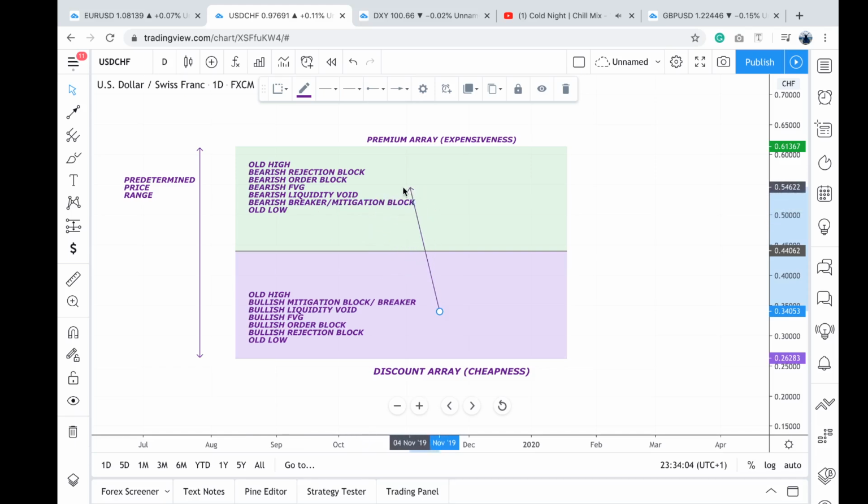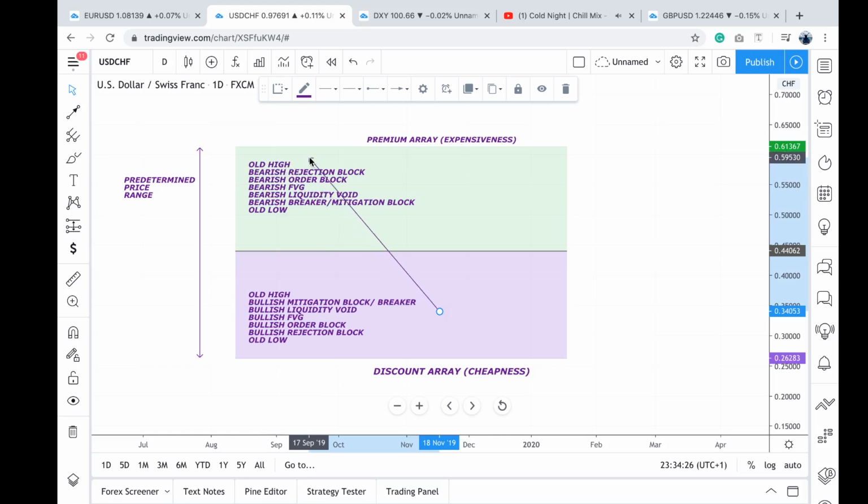Should price go past this level, the next thing to reference would be a bearish liquidity void. After that, bearish fair value gap. After that, bearish order block. After that, bearish rejection block. And lastly, we've got old highs. So old highs, in terms of expensiveness, is the most premium price level you can get.